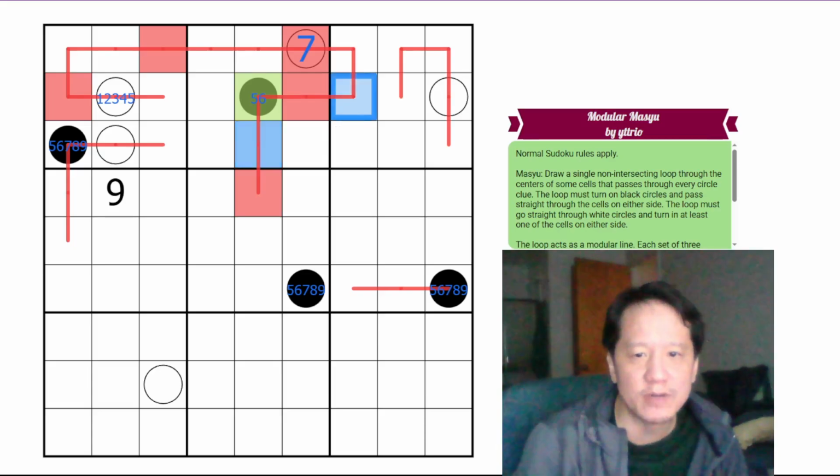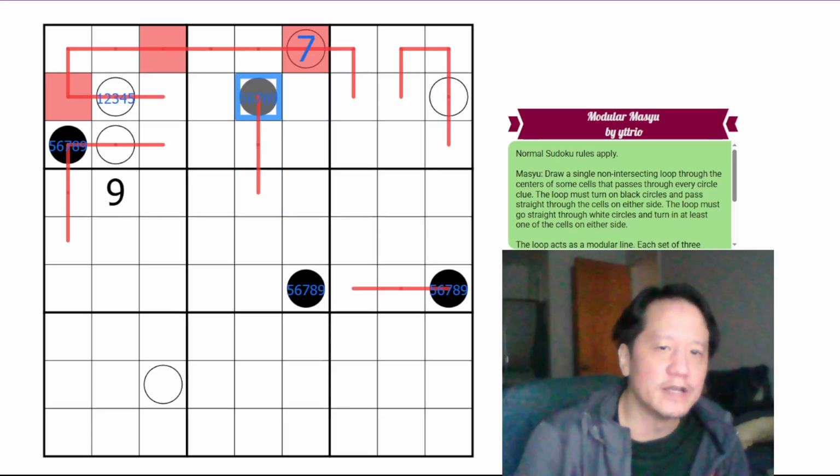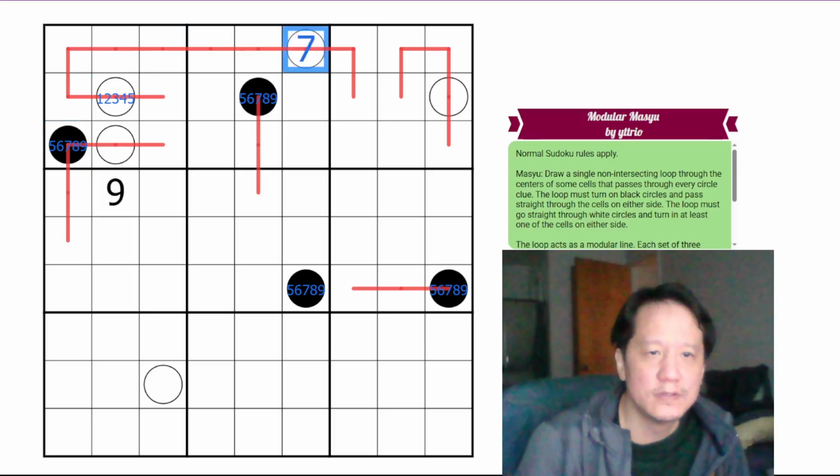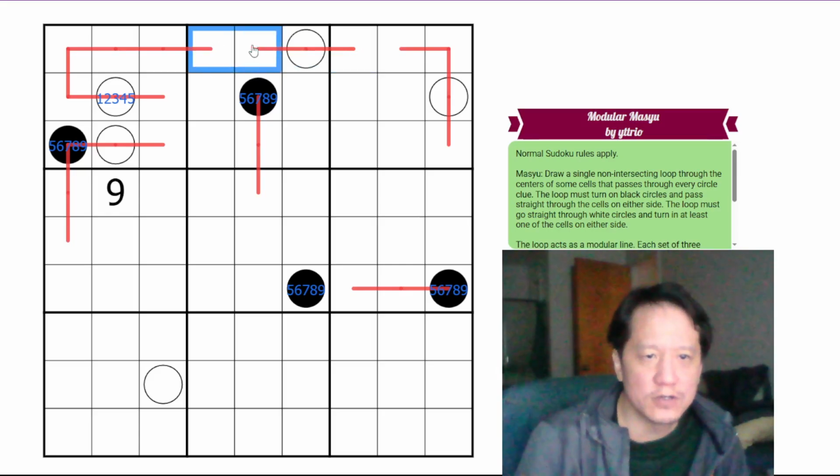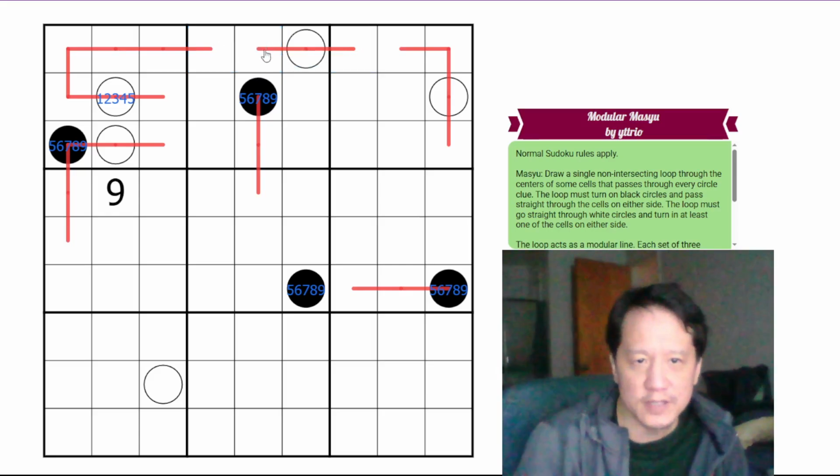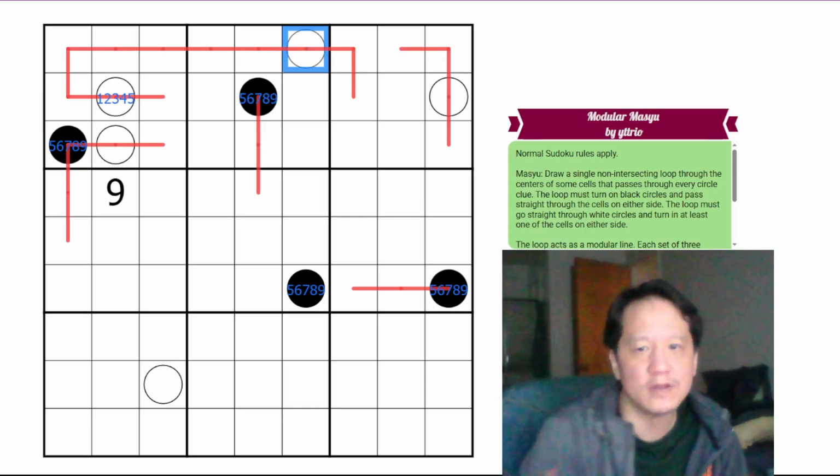Oh, wait, so this is... oh. Okay, never mind. Sorry, I'm messing that up. This is still correct, though. Right? This cannot turn here because that doesn't go straight through the cell there. So this has to connect there. This must turn here. This is 7.